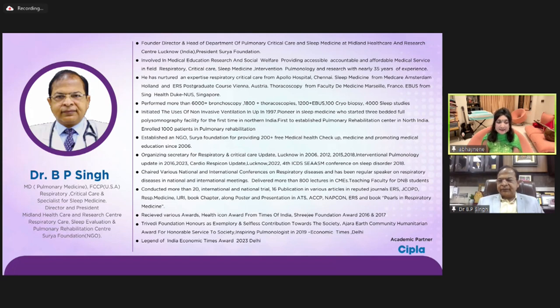He has been the organizing secretary of the respiratory critical care update in Lucknow in 2016, 2012, 2015, 2018. He's conducted so many national, international pulmonary conferences. He's received various awards: Health Icon Award from Times of India, Shriji Foundation Award 2016-17, Trivedi Foundation Honours as Exemplary Selfless Contribution. I think if I talk about Dr. BP Singh, I'll keep on talking till tomorrow morning and I'll still have so much more to say.